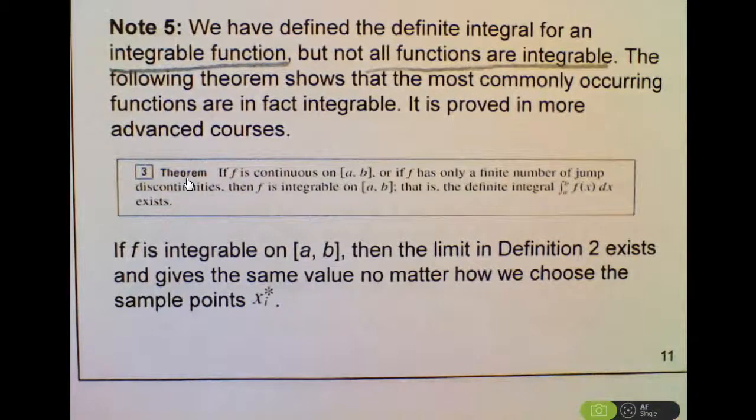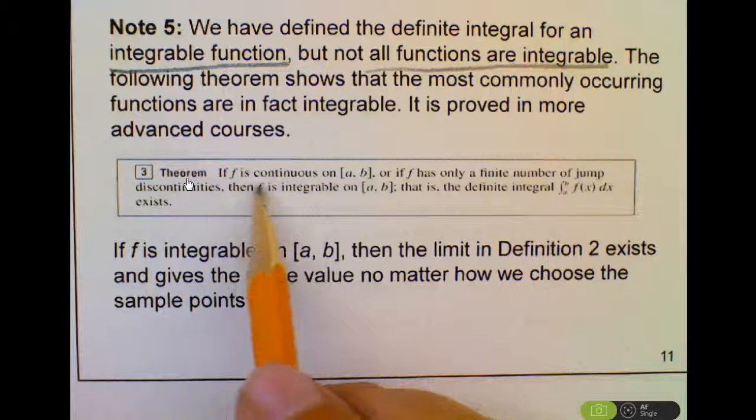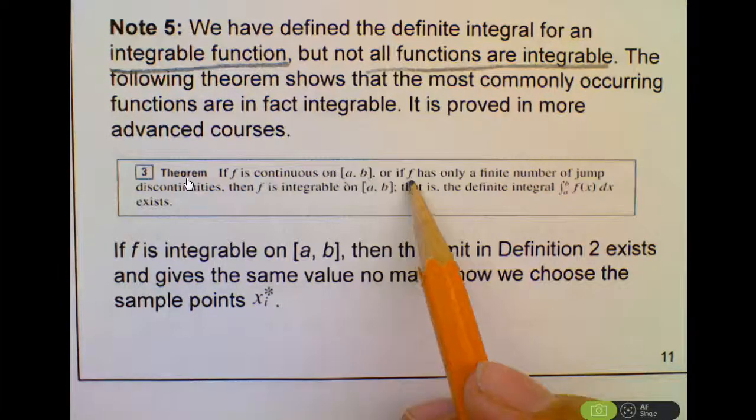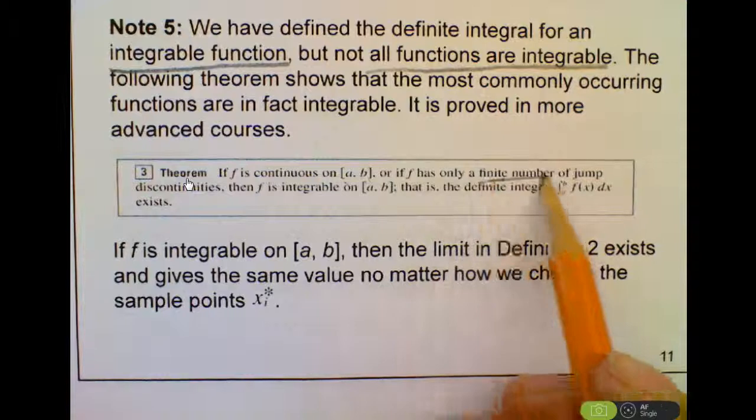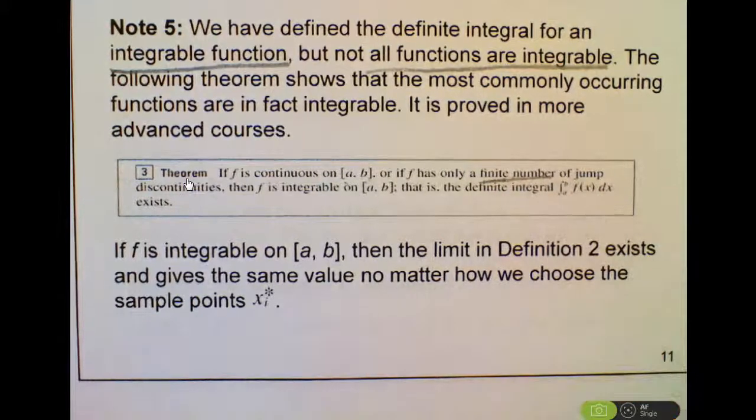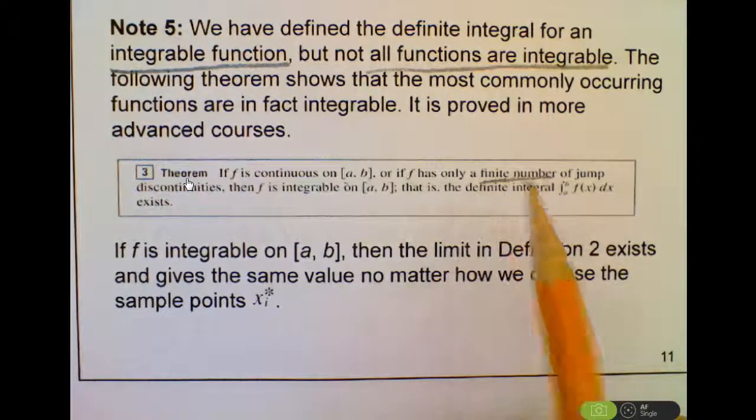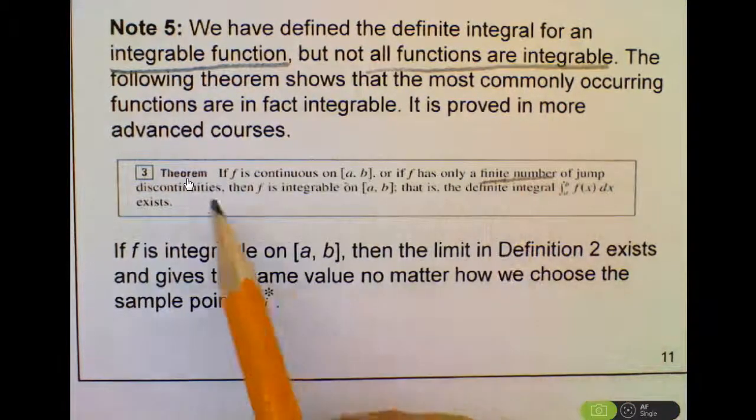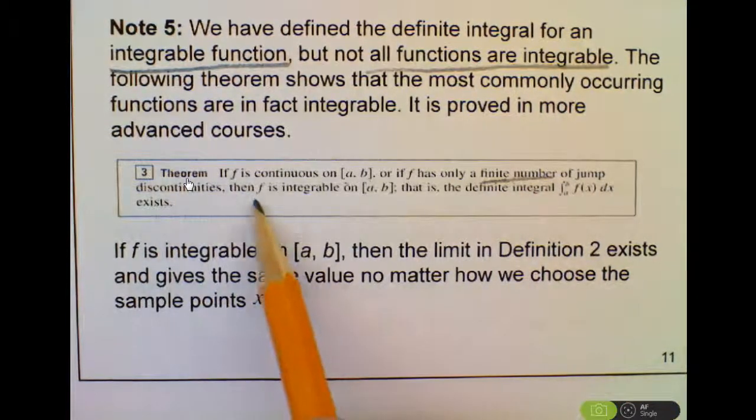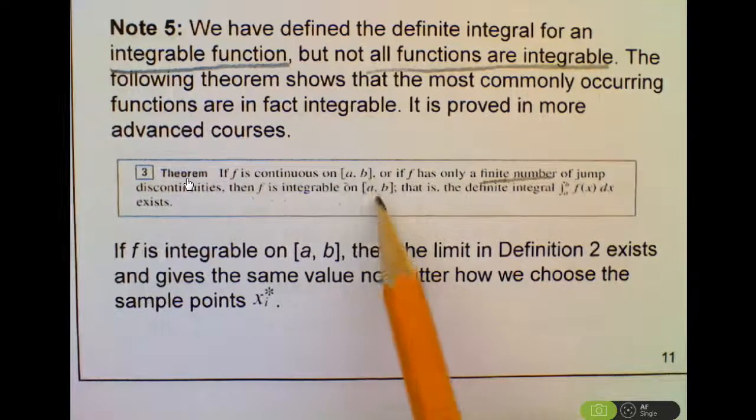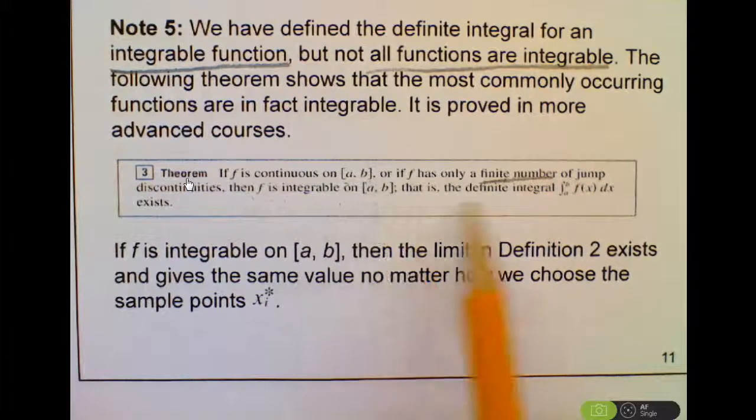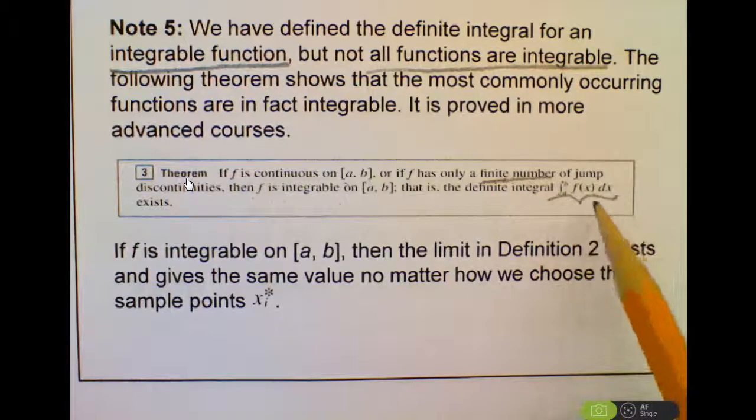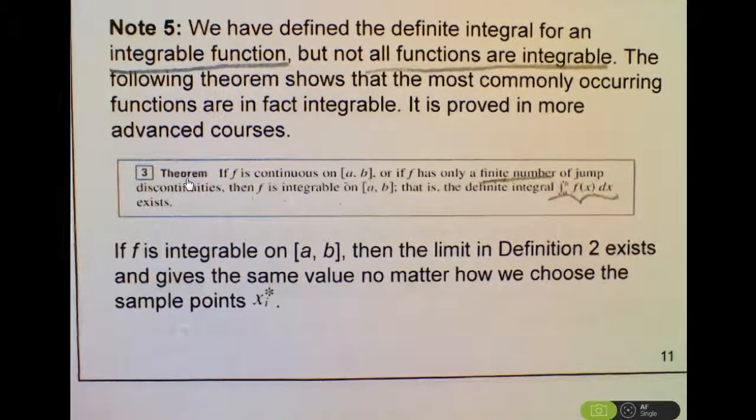So let's read theorem 3 and let's see what it means. It says if f is continuous on a closed interval, or if f has only a finite number, meaning not infinite, of jump discontinuities, like if it has 3 jumps or even 4 jumps or even 100 jumps, it's still a finite number, then f is integrable in that closed interval. Which means that when I find this integral, that is a number and that number exists.